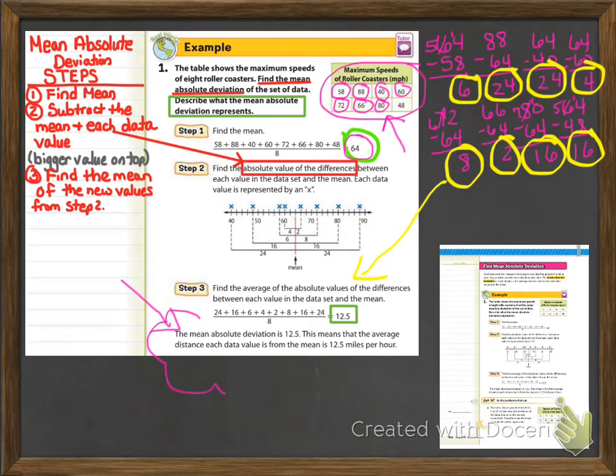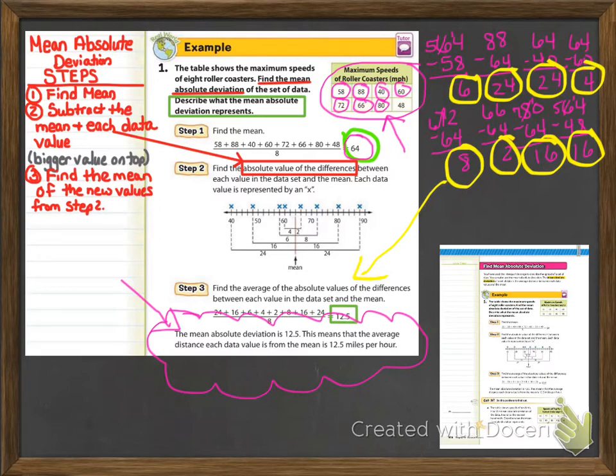So remember we mentioned how we're going to have to be doing a lot more writing in math this quarter. If you look at this part right here, you're going to start by telling me what the mean absolute deviation is. So it says here the mean absolute deviation is 12.5. This means that the average distance each data value is from the mean is 12.5 miles per hour.